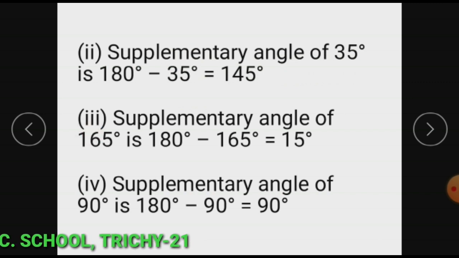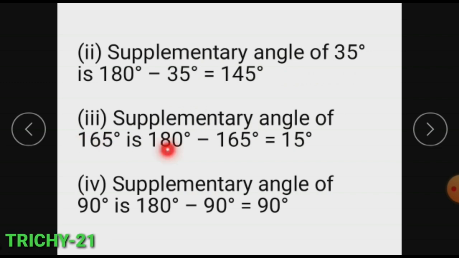Subdivision 3. Supplementary angle of 165 degree. 180 degree minus 165 degree equal to 15 degree. So 15 degree is the supplementary angle of 165 degree.